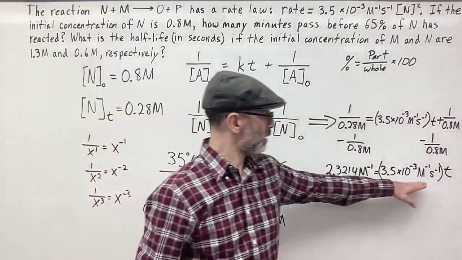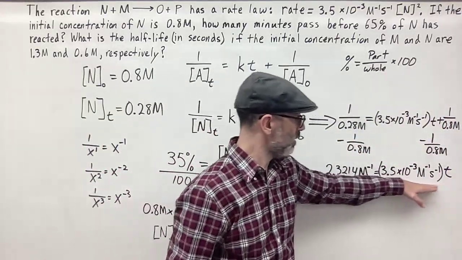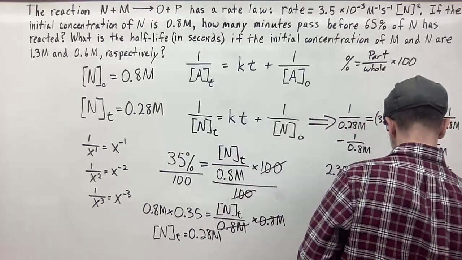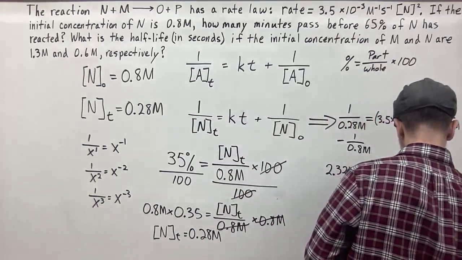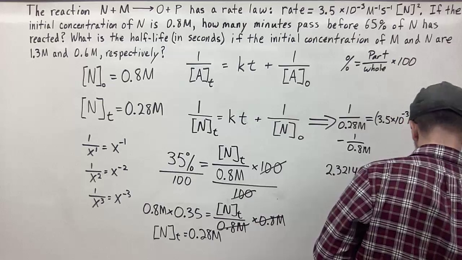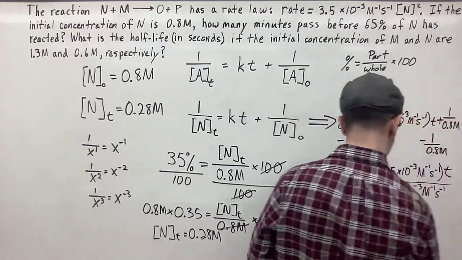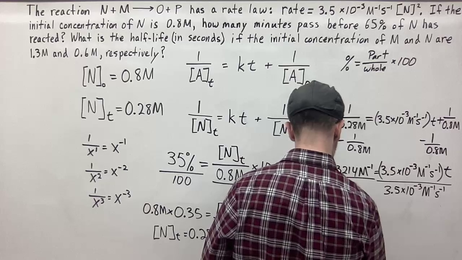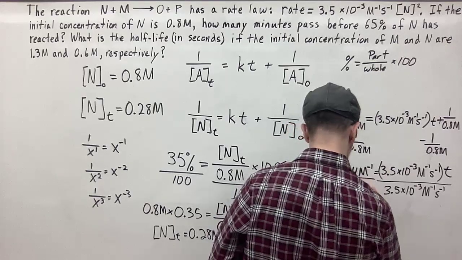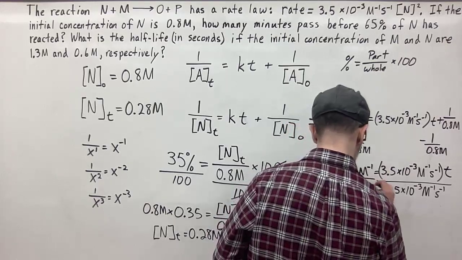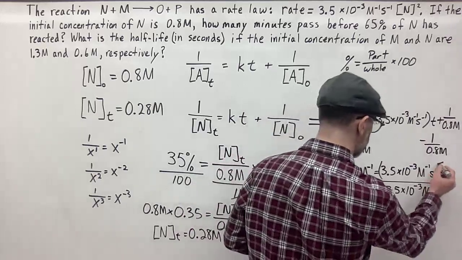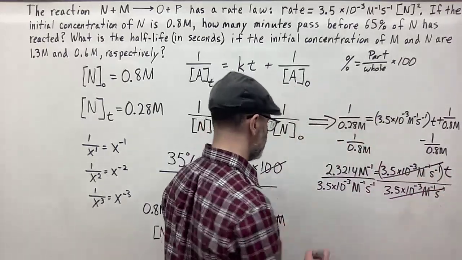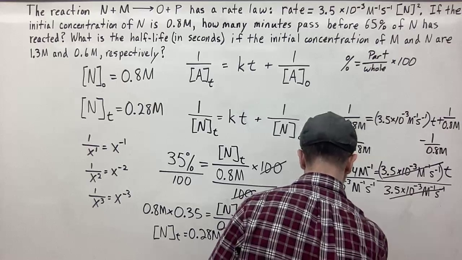So now I just divide both sides by the K. So divide both sides by 3.5 times 10 to the negative 3 per molar per second. This side divided by 3.5 times 10 to the negative 3 per molar per second. So this cancels out, leaving me with T. So when I divide these, I'm going to get T is equal to something.